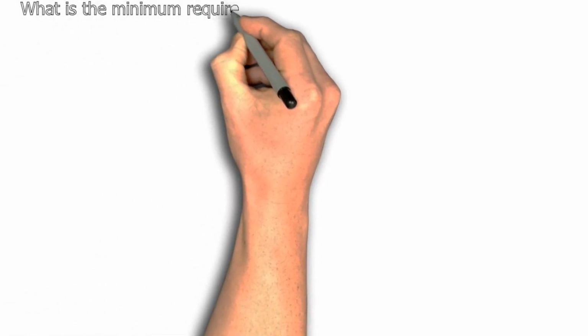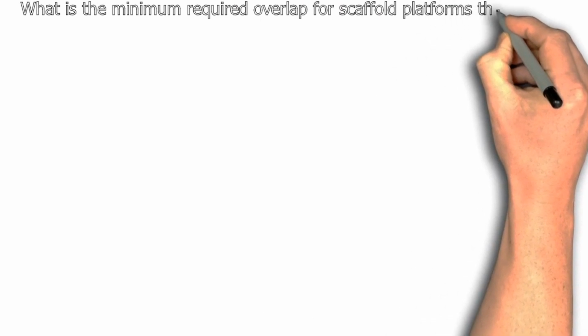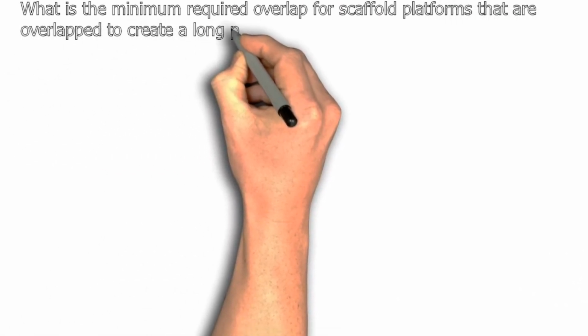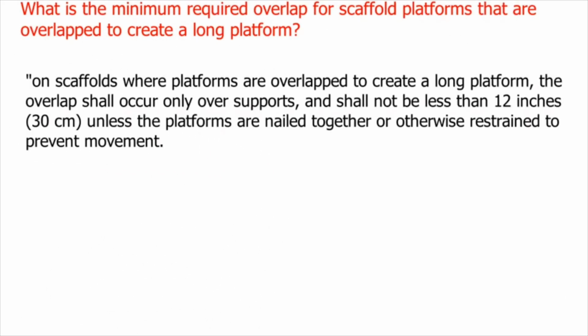What is the minimum required overlap for scaffold platforms that are overlapped to create a long platform? On scaffolds where platforms are overlapped to create a long platform, the overlap shall occur only over supports, and shall not be less than 12 inches, 30 centimeters, unless the platforms are nailed together or otherwise restrained to prevent movement.